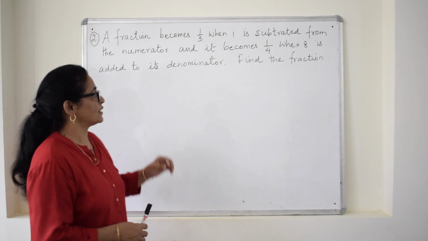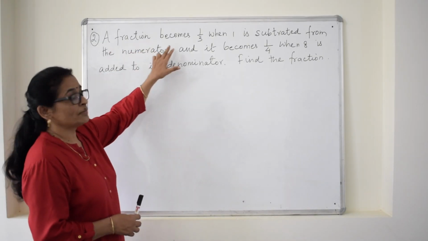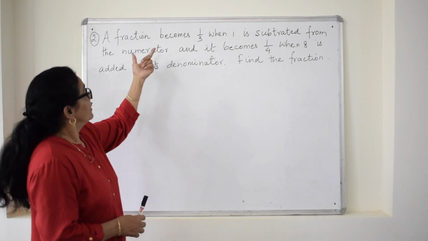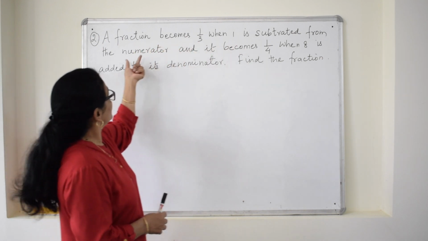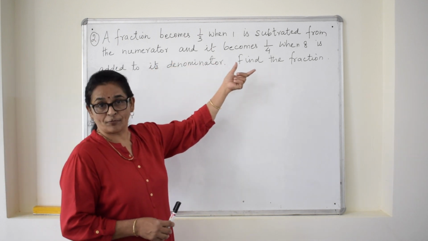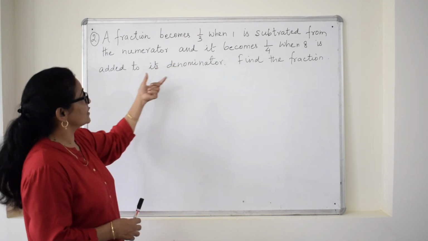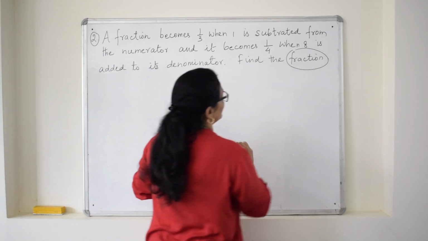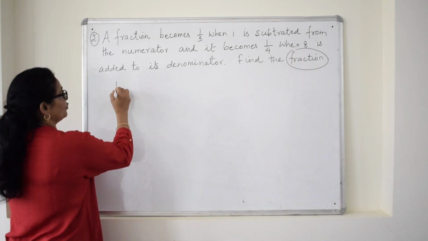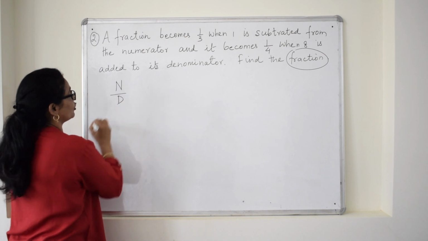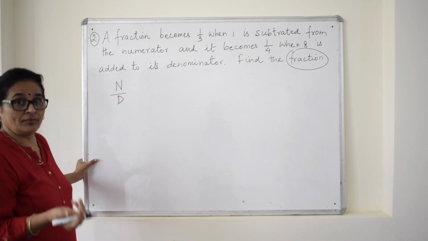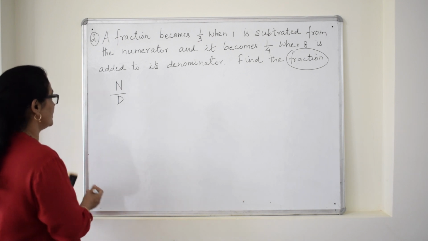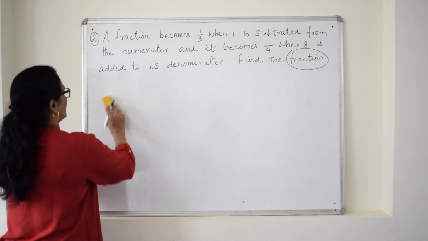Let's take the second example. A fraction becomes 1 upon 3 when 1 is subtracted from the numerator, and it becomes 1 upon 4 when 8 is added to its denominator. The question is, find the fraction. Fraction is of the type numerator and denominator. So our assumption will be let the fraction be x upon y. With that we will apply the conditions.